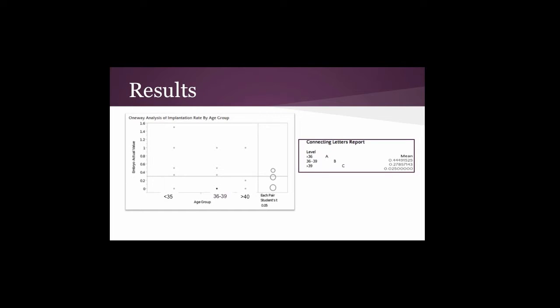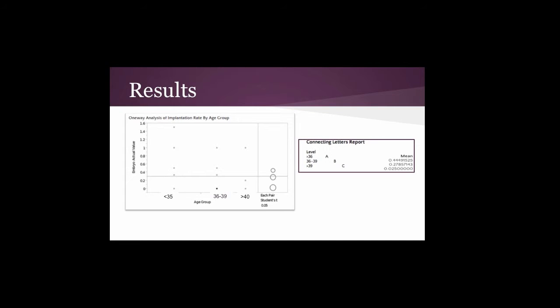The first analysis that we conducted was to see whether age, BMI, and smoking had any effect on implantation rate. Our groups were divided into patients below 35 years old, patients between 36 and 39 years old, and patients that were over 40 years old. As you can see from this graph, it is safe to say that we have constant variance. We then ran a nominal logistic model and concluded that there were no interactions between the factors and that only age is significant with the p-value less than 0.1.